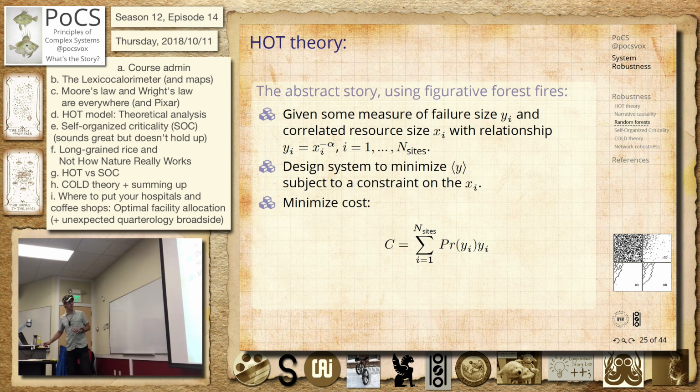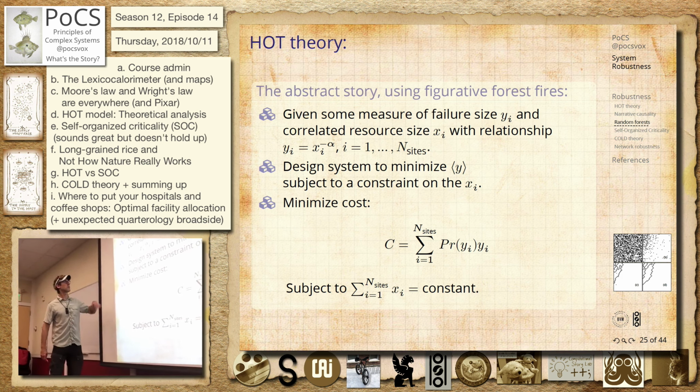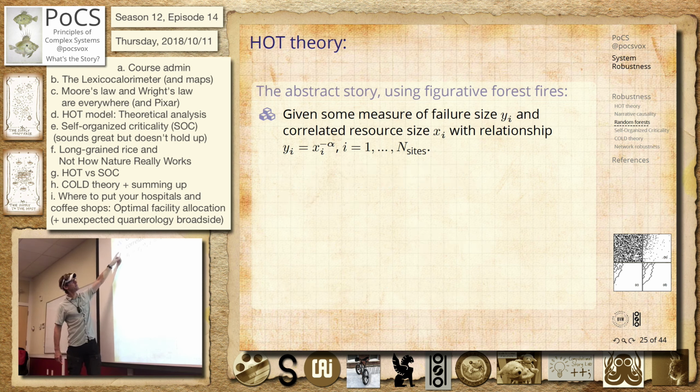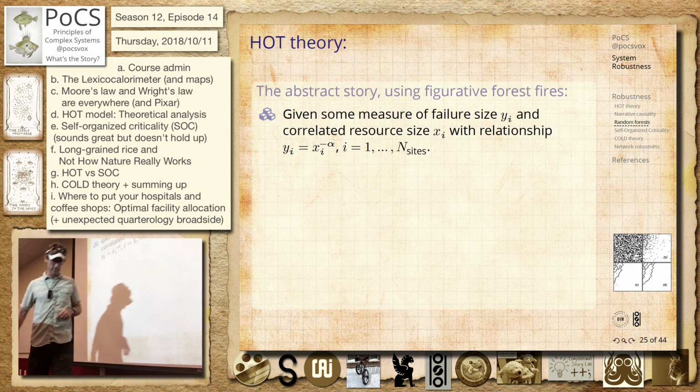It does use the Lagrange multiplier stuff. It's not as maybe out of control as that Mandelbrot one. But the idea is going to be this, that we're going to have some failure size, right? So this is our forest fire. This is now abstracting a little bit. There's some resource, which for us, for the forest analogy, is going to be the fire breaks.